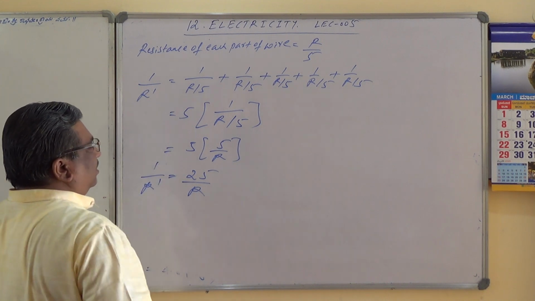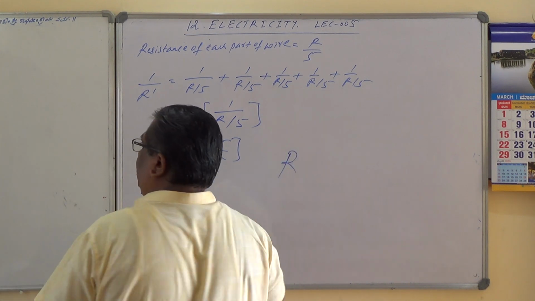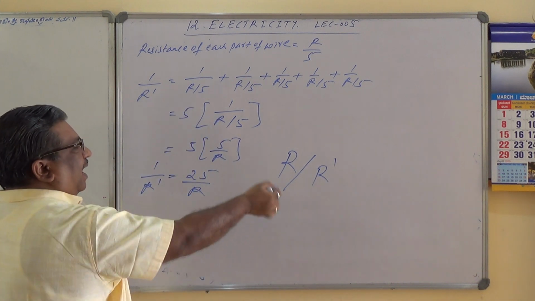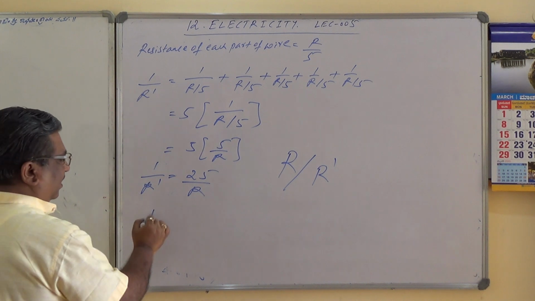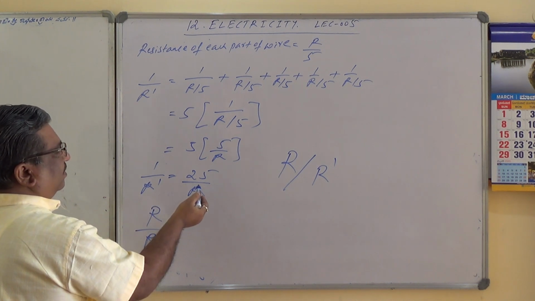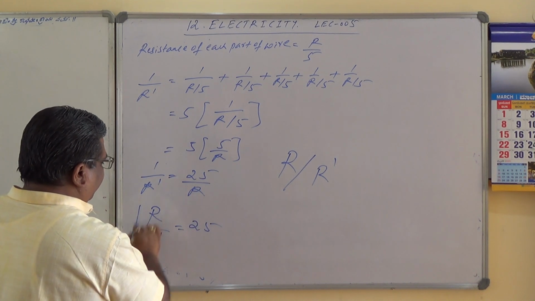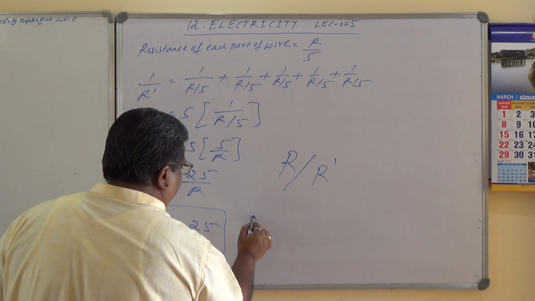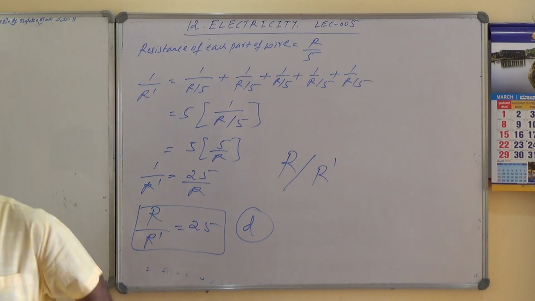The question asked is to find the ratio of R to R dash. R by R dash is the question, so please remember R by R dash. R goes this side and R dash the other, so R by R dash equals 25. Let us check the answer. Option D should be the answer. Let's go to the next question.